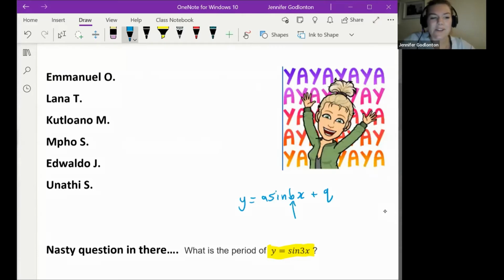And so this question was a completely mean, nasty question, which was its only purpose. It was a nasty question just to trick you. And I was so chuffed that I tricked everyone. And that 3x is actually telling us that our graph is going to be smushed. It's going to be like this. And so instead of 360 degrees, our period's actually going to be 120 degrees.